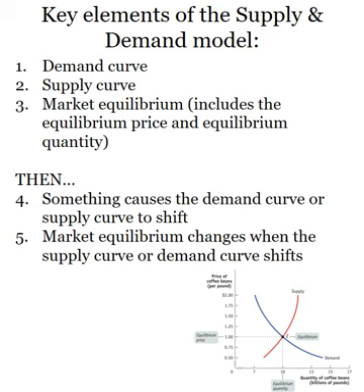So that's how it all starts. But then things are going to actually happen to this model. Something will cause the demand curve to shift or the supply curve to shift. Movement of the model is going to change equilibrium, because if one of those lines moves, equilibrium moves too. And that'll give us a new equilibrium price and equilibrium quantity.